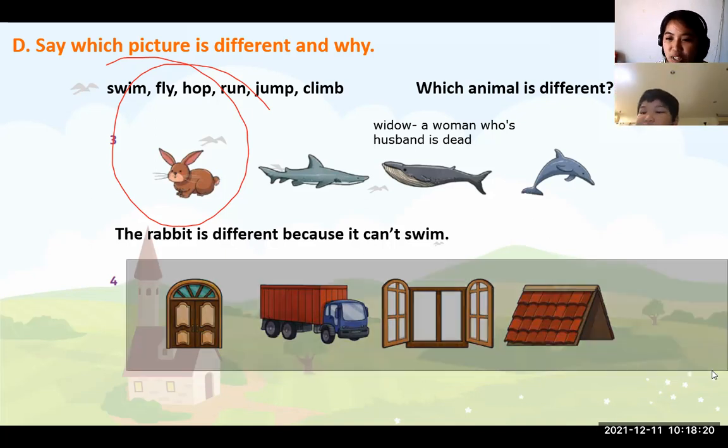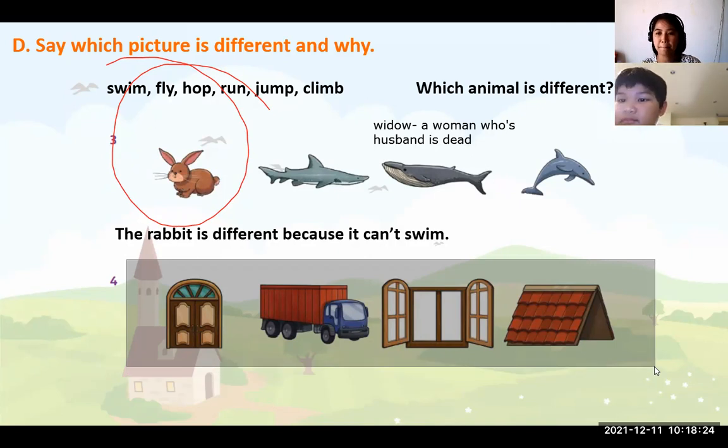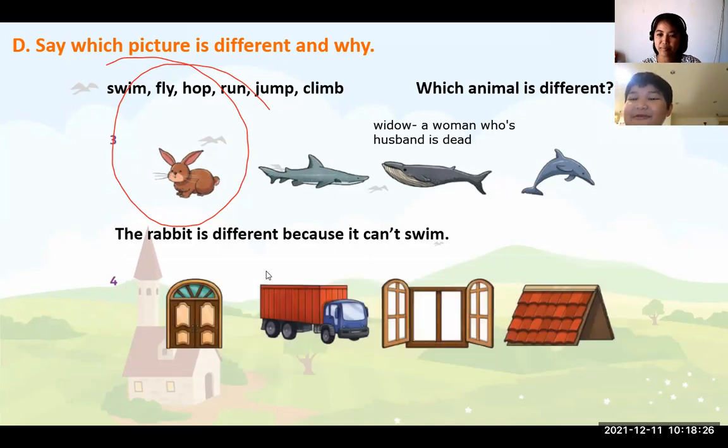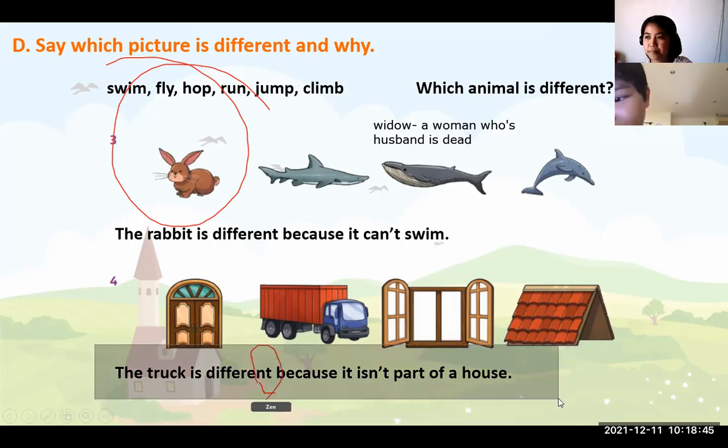So now in picture number 4, which picture is different? The truck on the dock. Yes, why is it different then? Because it's a vehicle. Yes, it's a vehicle. And we cannot see this one in our home. Okay, so can you please read this one?